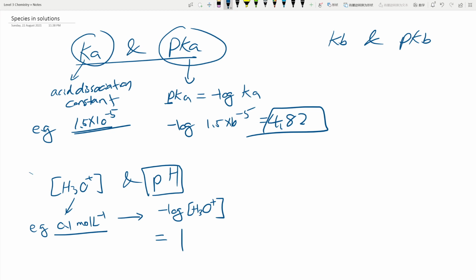4.82. It's not the same as the pH scale of 14, like compared to pH and pOH, but this is a much easier number to communicate with. So if I tell you, hey, this acid has a pKa of 4.82, straight away you're like, okay, so it's a weak acid, it's not a strong acid. So 4.82, how does that look?